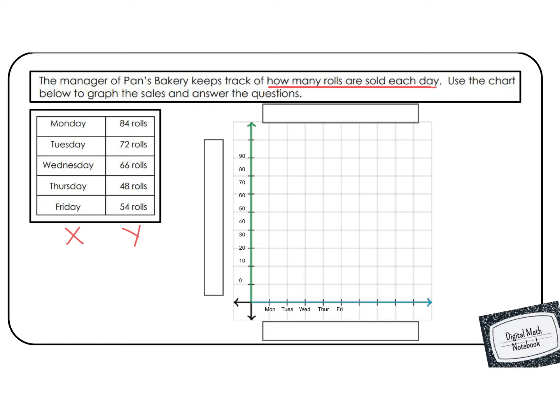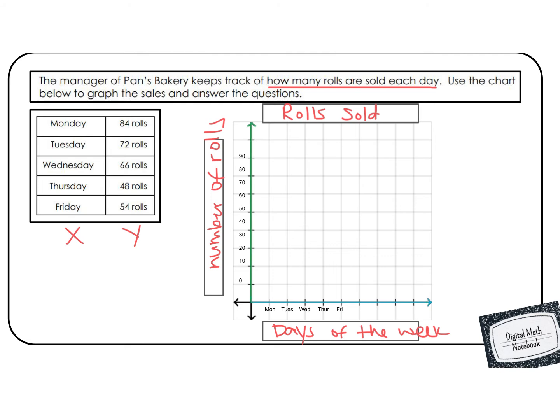The title of our graph is going to be rolls sold. That's what we're describing in this graph. Our X value is going to be days of the week. And our Y value is going to be the number of rolls. So now that we know what each one of these parts mean, we can graph our points.